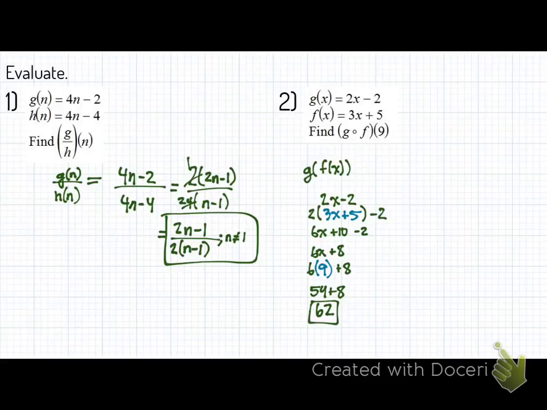I'm starting with g of x. I'm plugging in f of x when I see there's an x in g of x. And then at the very end, when I have my actual function, we're going to substitute and evaluate for x. Okay? And that's it. So let's have students, continuing on here, let's do number 3 now.